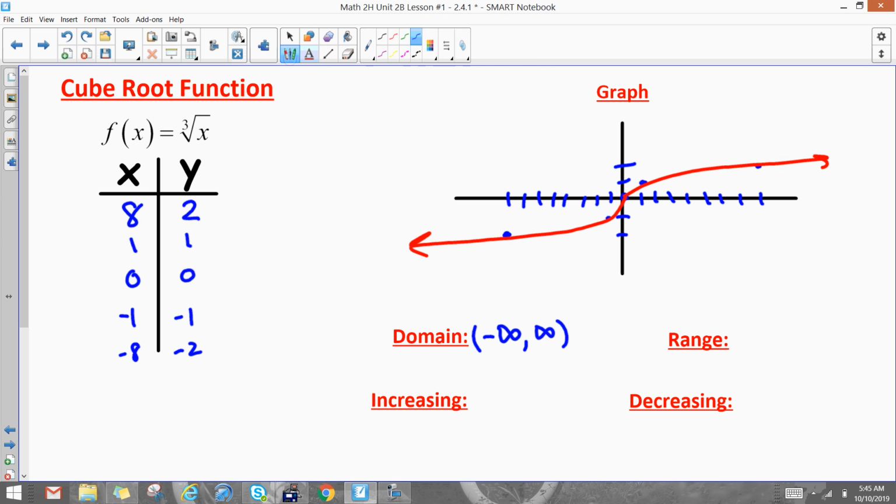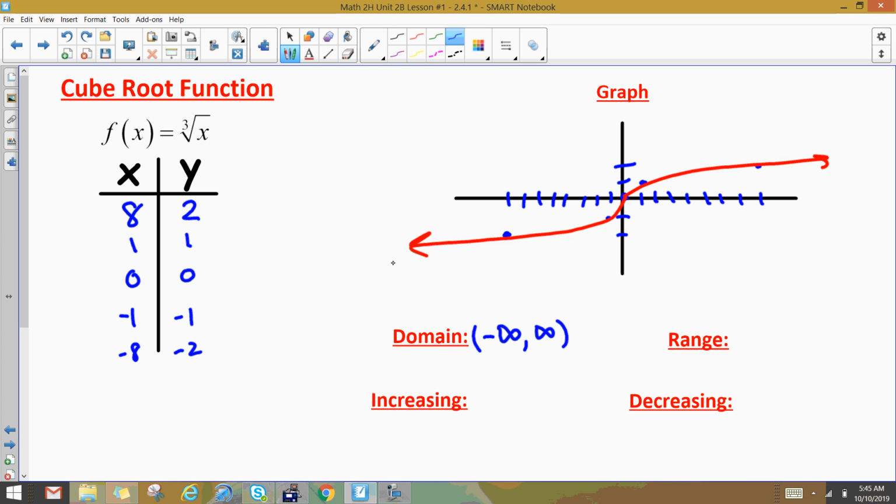Okay. If we go for range, now it's hard to tell, but this graph will slowly go down and down because if I pick another bigger number, I'm going to get a bigger, or in this case, a negative output that's smaller than this number. If I put in 27, I'm going to get a 3. If I put in a 64, I'm going to get a 4. So this is slowly going to go to the right. So even though it's hard to tell, this does go down forever and then up forever, both with parentheses.